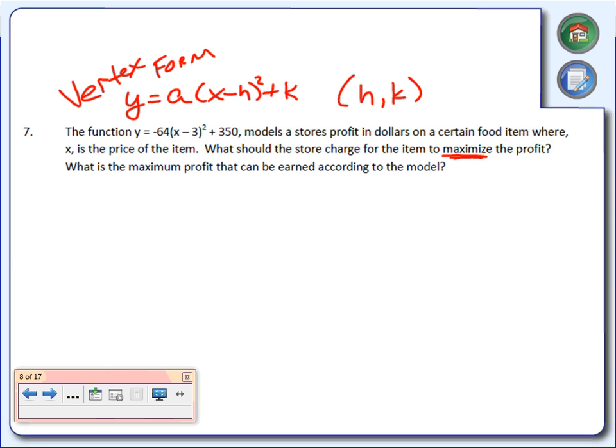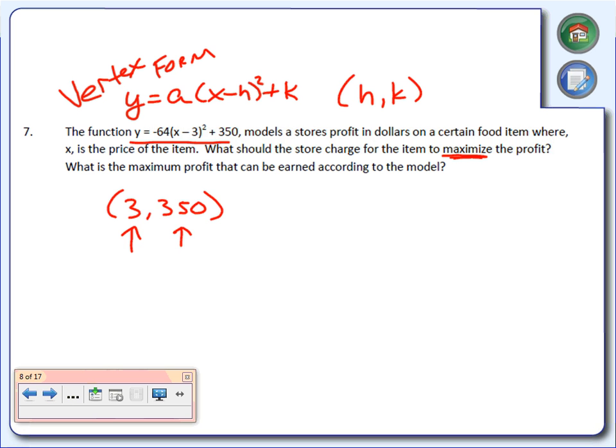And if that's the case, we know exactly what the vertex is. In this equation right here, the vertex is (3, 350). Notice the h is the opposite, so it's not -3, but +3. That is our vertex. It's our maximum. Now, why is that important for us? Well, what did it say x represented? It's the price of the item. What is the 350 representing? It's the profit. So we got both of our answers sitting right here in front of us.